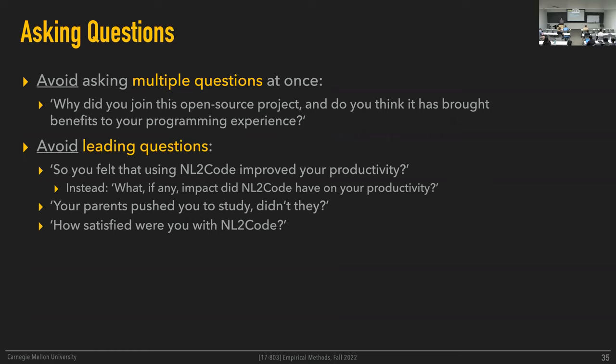Try to avoid leading questions. For example, I might say, so you felt that using this natural language to code Copilot-like AI improved your productivity significantly, didn't it? Or, how you hated this. It was a terrible collaboration, wasn't it? Tell me all the things you hated about it. Instead, ask something more neutrally. You could ask, what, if any, impact did this tool have on your productivity? Could you describe that to me, please?